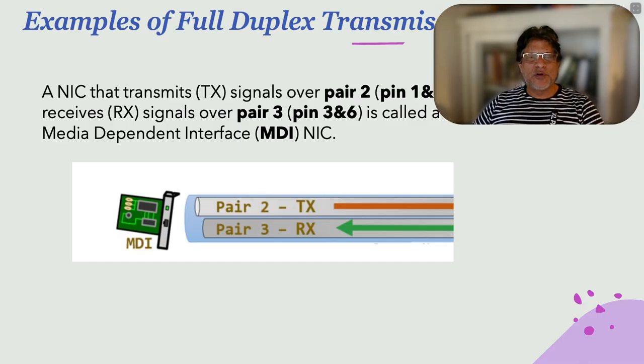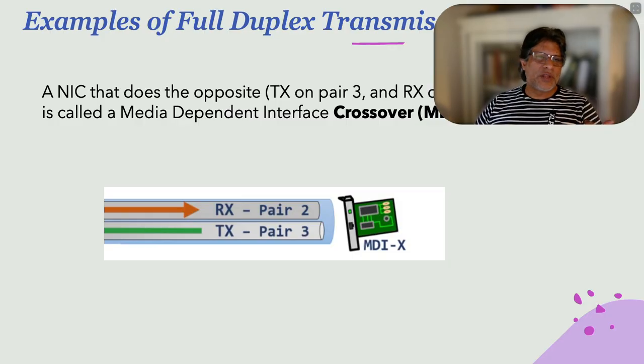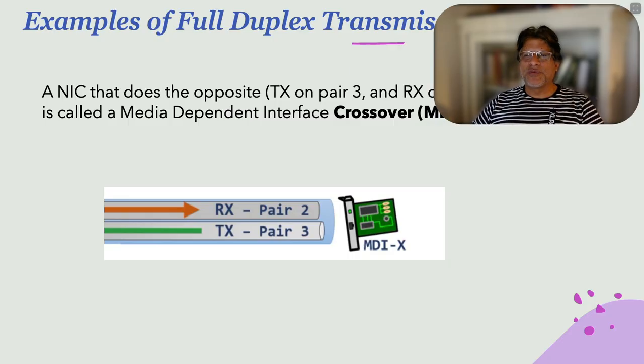Now you may have heard of the term a crossover cable or a crossover NIC. In a crossover NIC, things are switched around. In this case, instead of transmitting information on pair 2, it actually receives information on pair 2, which is the opposite of what happens in the previous case. So now it's receiving data on pair 2 and transmitting data on pair 3. This is exactly the opposite, and that's why the name is called crossover.